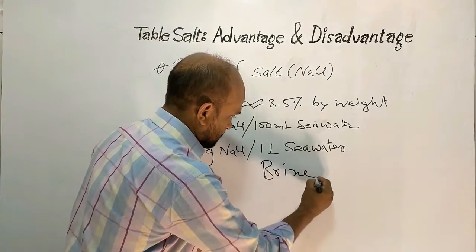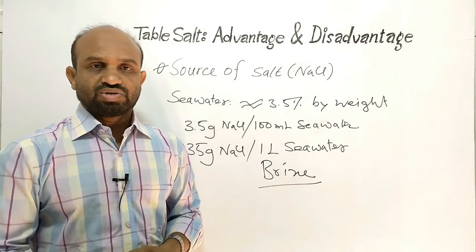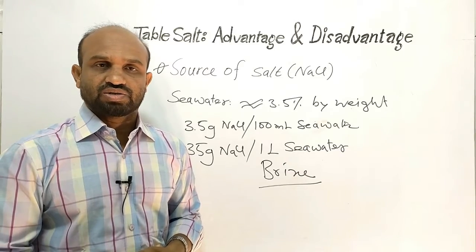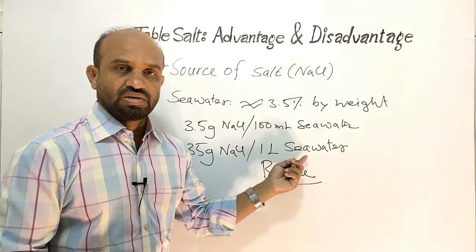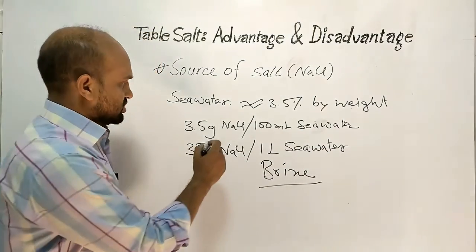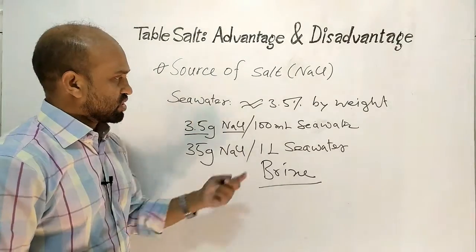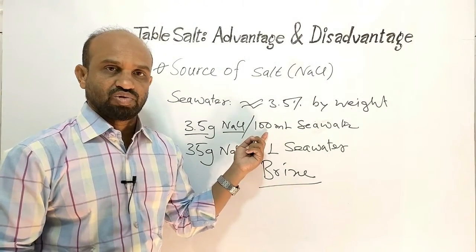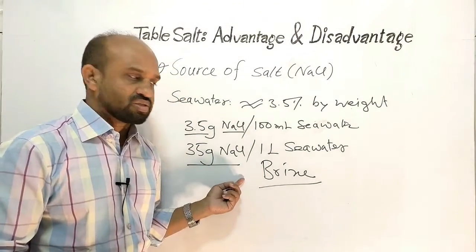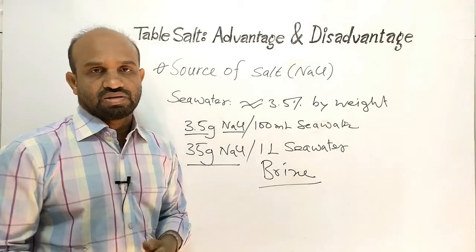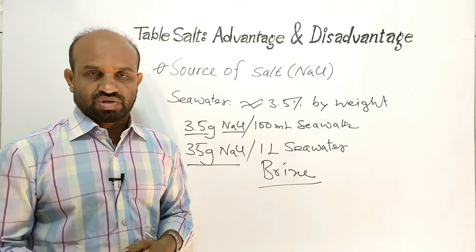Definition of brine is: the saturated solution of sodium chloride is called brine. Seawater is a kind of brine in which salt is present, sodium chloride. That means 3.5 grams sodium chloride in 100 milliliters seawater, or around 35 grams sodium chloride is present in 1 liter seawater. So seawater is the main source of sodium chloride.